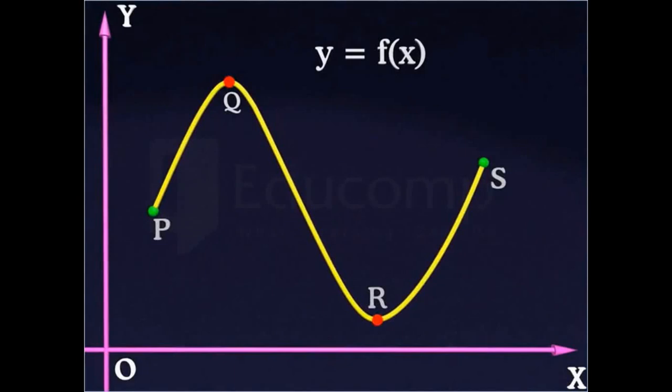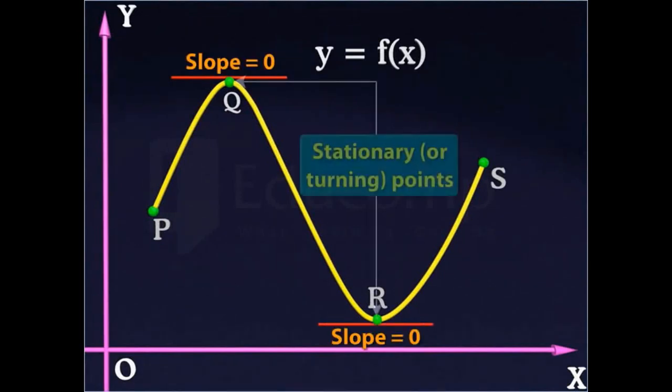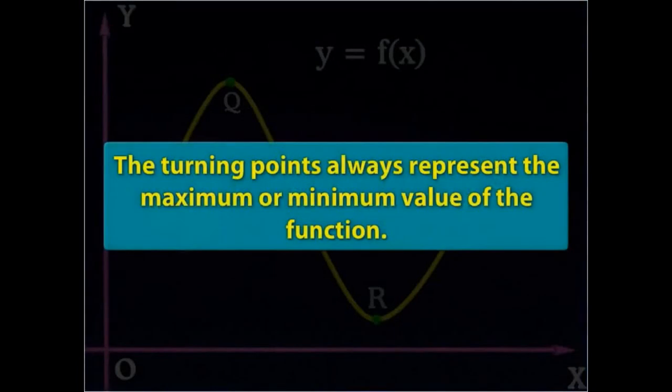The points on the curve where the slope of the tangent is 0 are called stationary points or turning points of the curve. The turning points always represent the maximum or minimum value of the function.